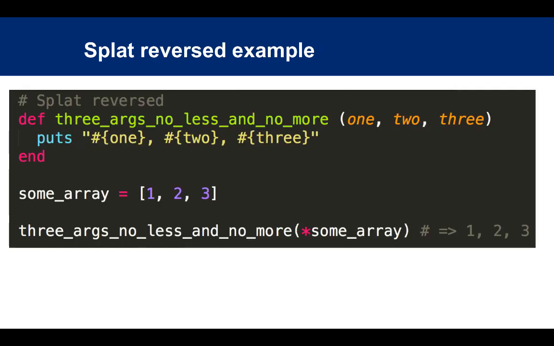Now the splat also works the other way around. If you have a method that takes in three parameters, 1, 2, and 3, and then you have an array that happens to have three elements, 1, 2, and 3, and you call this method, which takes three parameters, as we saw above, but you're passing in one parameter, which is an array, and you splat that array into three parameters, that's fine as well.